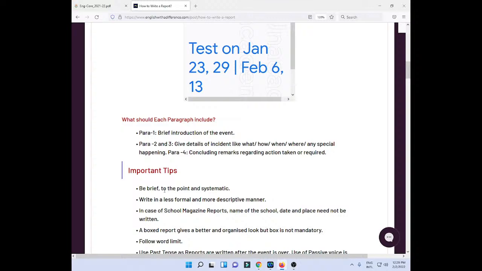Paragraph 1 should include a brief introduction of the event. Paragraphs 2 and 3 should include details of the incident like what, how, when, where. This is very important: what incident took place, how it took place, when it took place, and where it took place. These are the four elements of the incident you have to mention, and then any special happening. Paragraph 4 should be concluding remarks regarding action taken or required. For example, for a fire incident, any action taken or action required should come in paragraph number 4. So that is what report writing is all about, dear students.